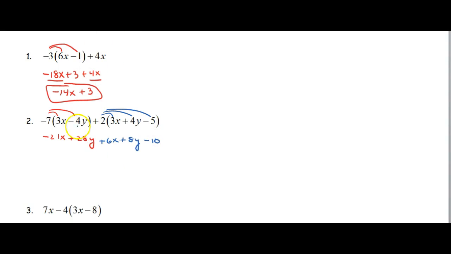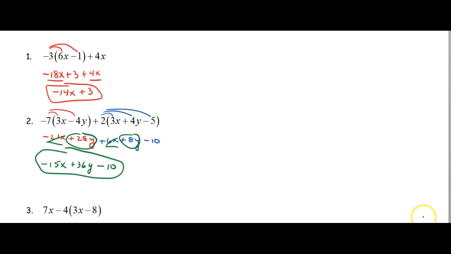And now I can go ahead and combine like terms. Negative 21x plus 6x, negative 15x. Cross them out, you've used them. 28y plus 8y is going to give you plus 36y. So have anything combined with the negative 10? No. So I bring minus 10 down. And we are done there.